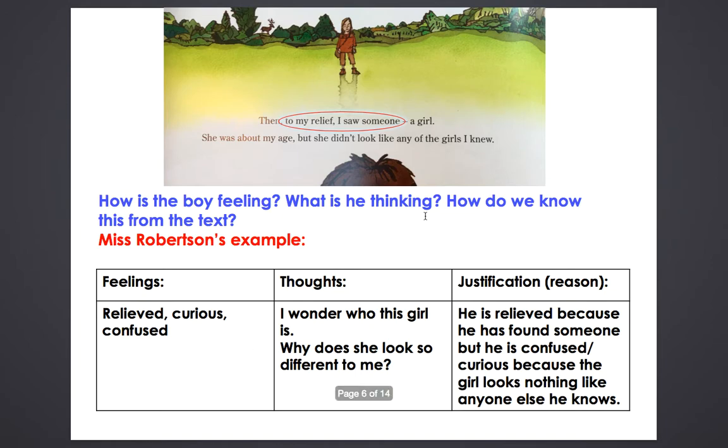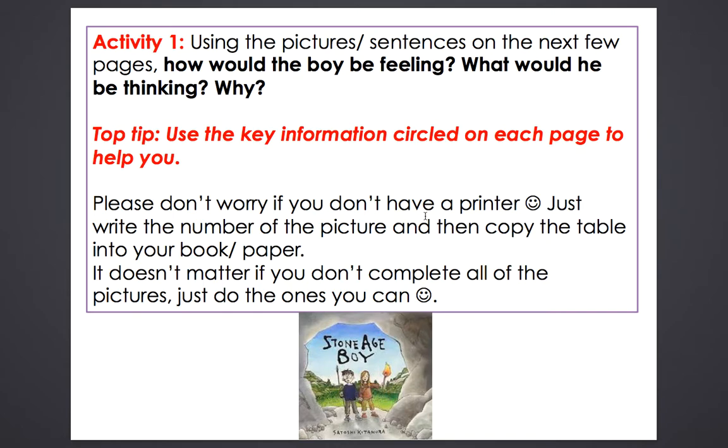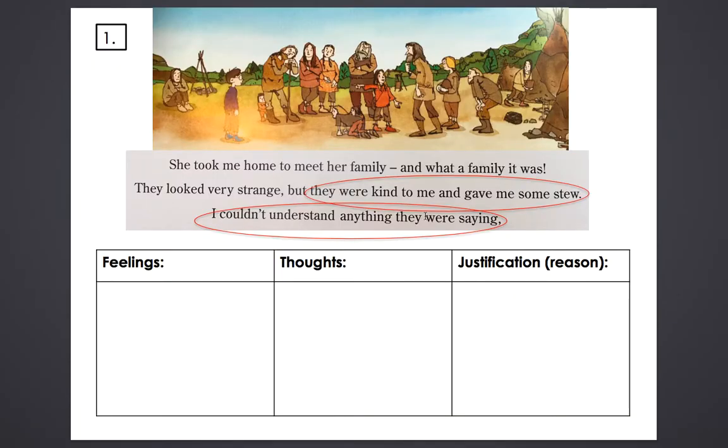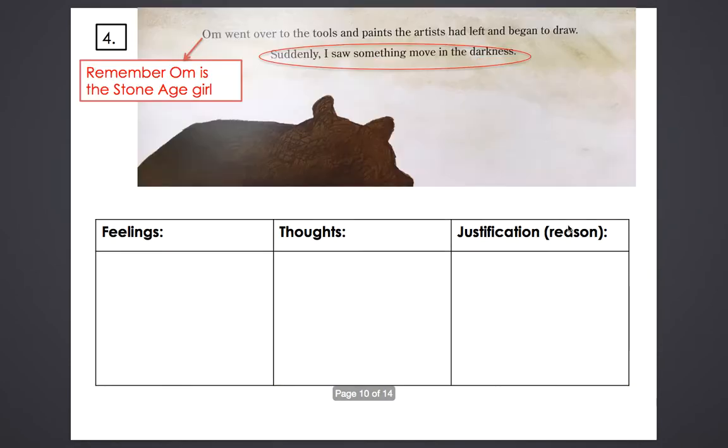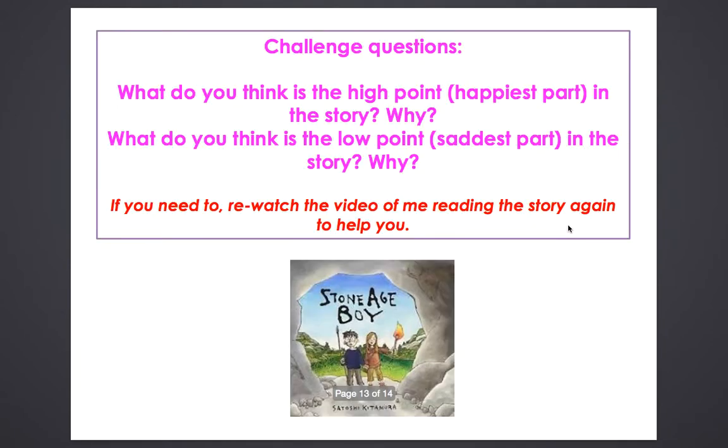Now, as you go through, you've got some more of these to work through. Okay. If you can't print the pages off, that doesn't matter. What you could do on your paper is just put number 1, feelings, and write some ideas down. Another little subheading, thoughts, write your thoughts, and then a little sentence to explain why. Okay, so you've got different pictures to work through, and to help you, I've circled some key information that might give you a clue about what the boy might be feeling and thinking. Okay, so there's some to work through here, 6 in total. So I hope you enjoy that task.